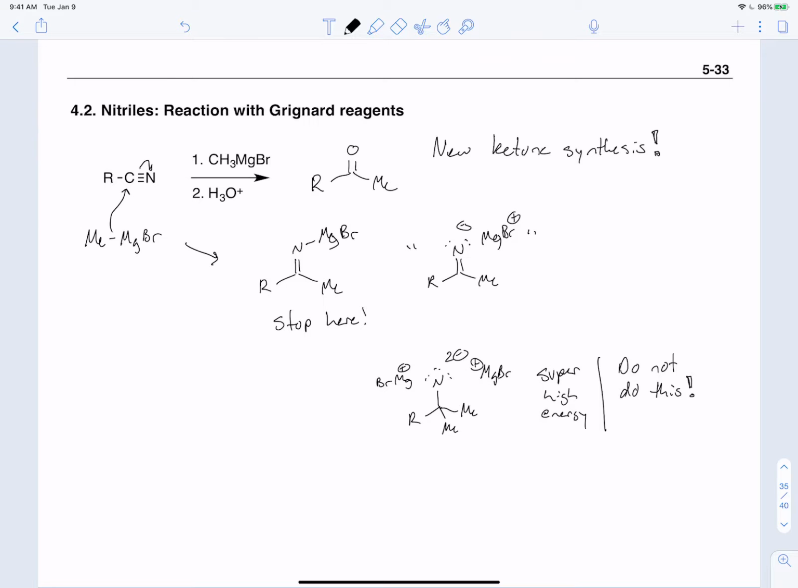And once again, if we work this up with mildly acidic aqueous conditions, we will first be protonating the nitrogen to make an imine that then, with more acidic workup, will convert the imine to a ketone in the same fashion as we had in the case of DIBAL reductions.